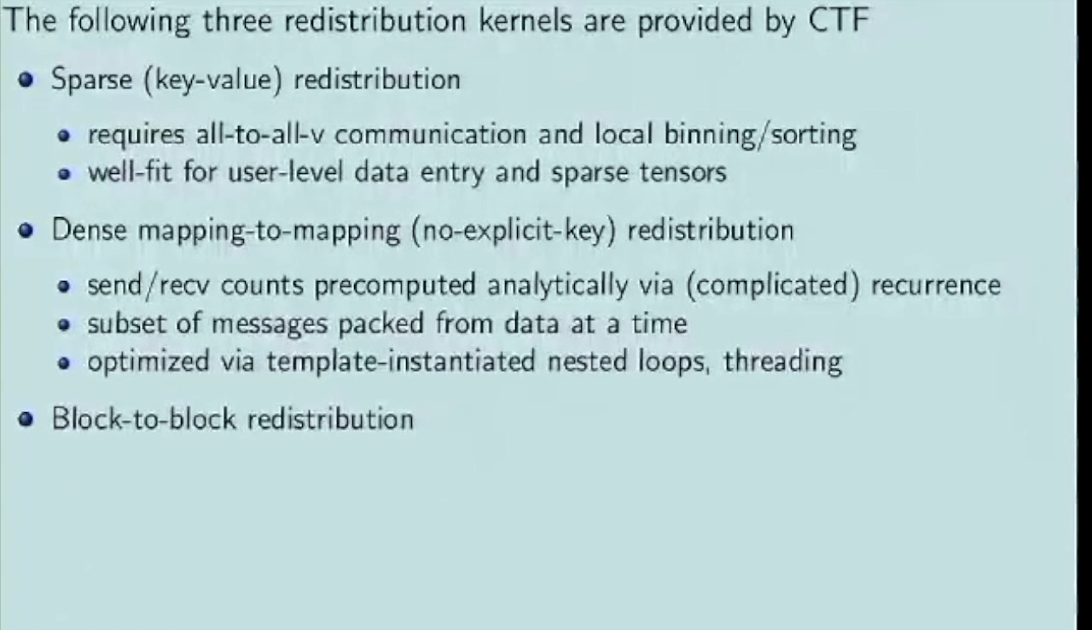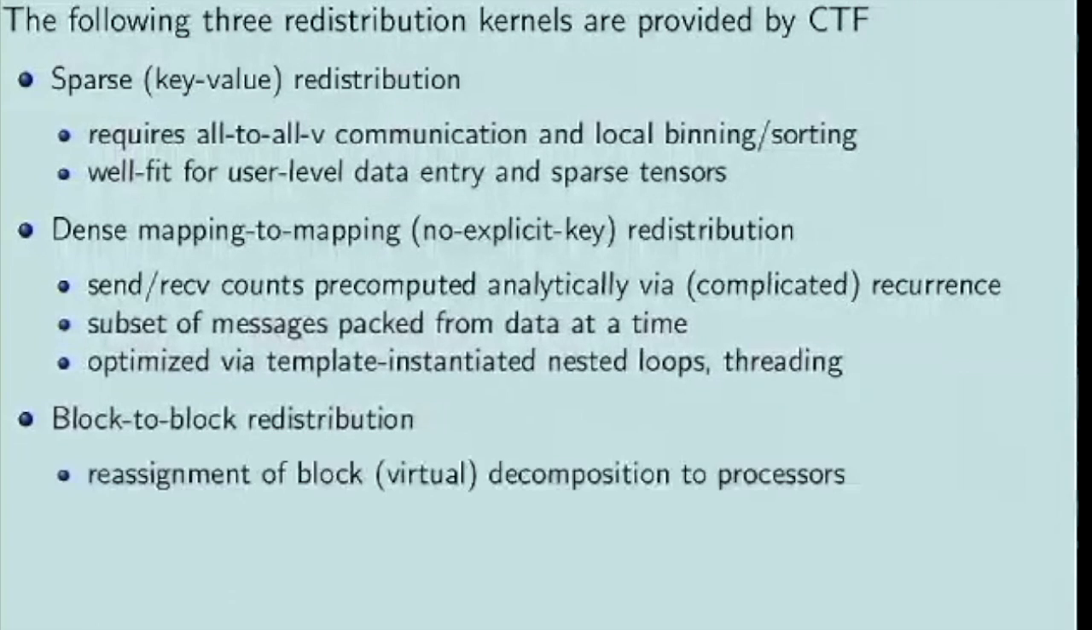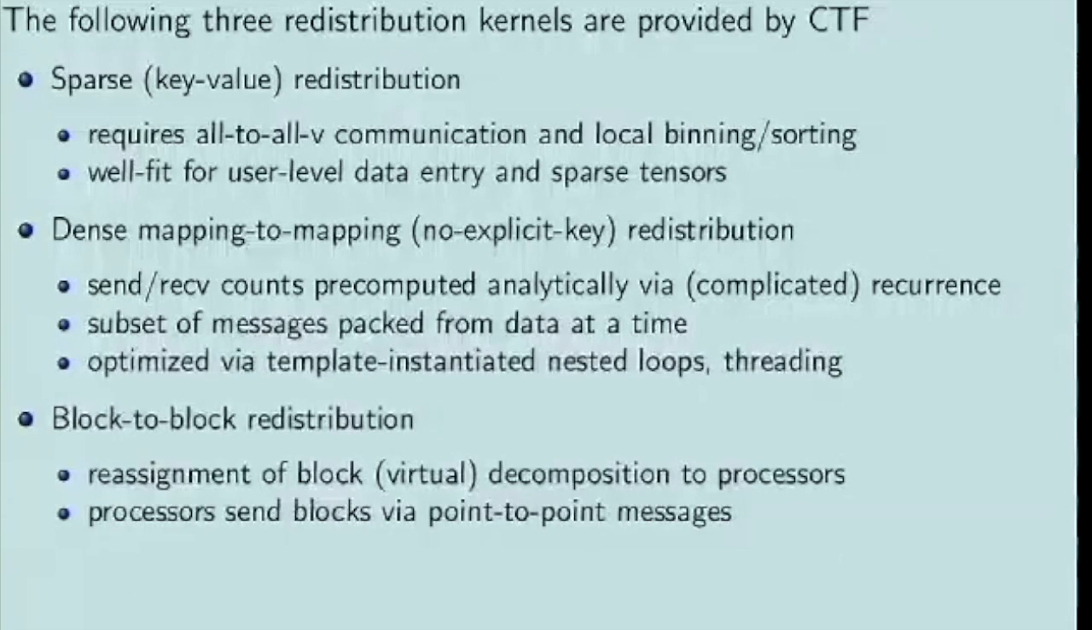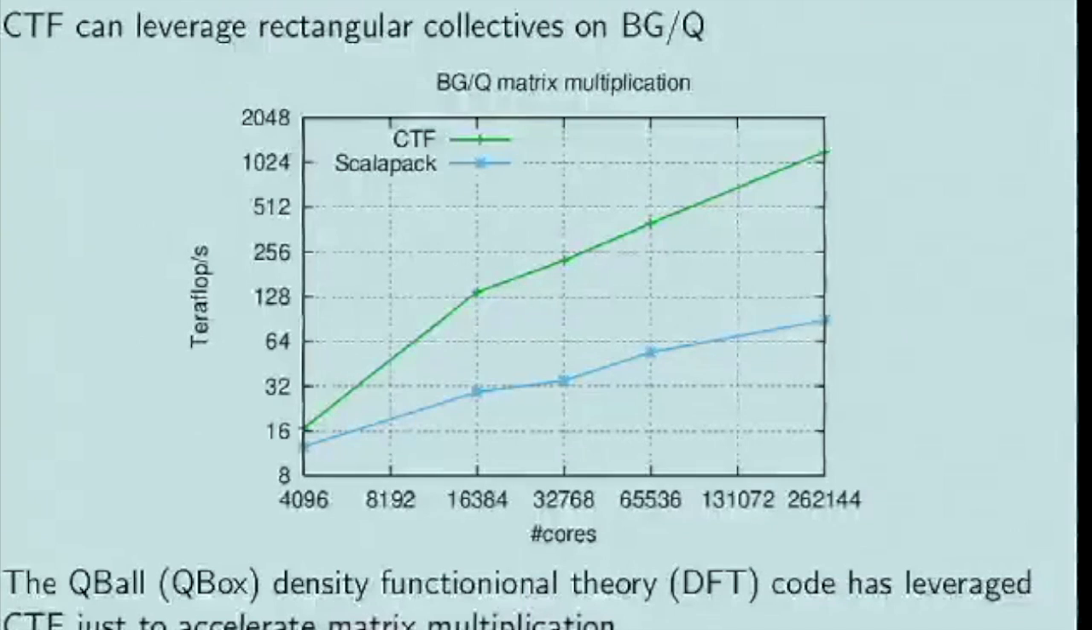There's also block-to-block redistribution, so if you want to go from the same virtual decomposition, so the same number of blocks of a tensor, to a different assignment of the blocks between processor grids, we can do that more cheaply. We do that by just sending the blocks in point-to-point messages, and we don't need to iterate over the entire data set and figure out where each given piece of data goes.